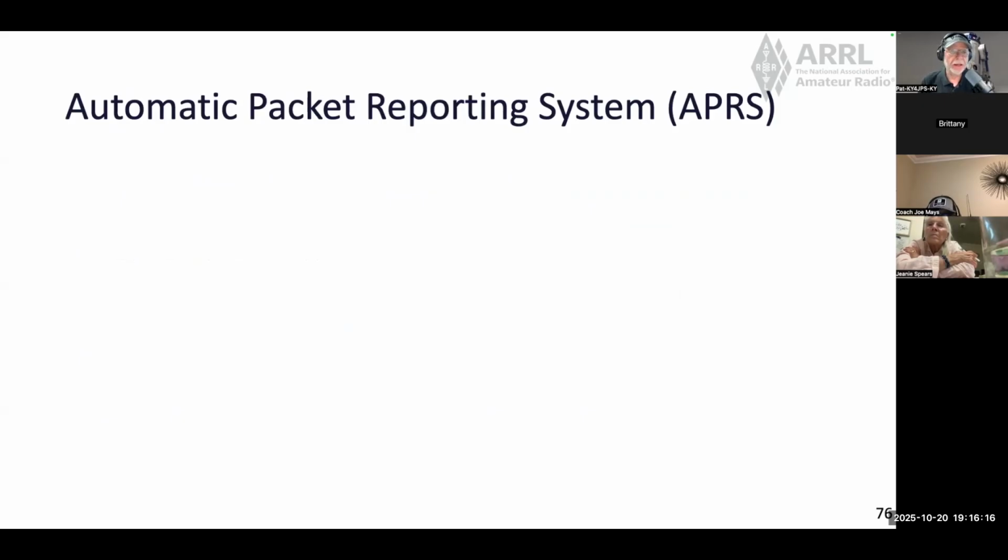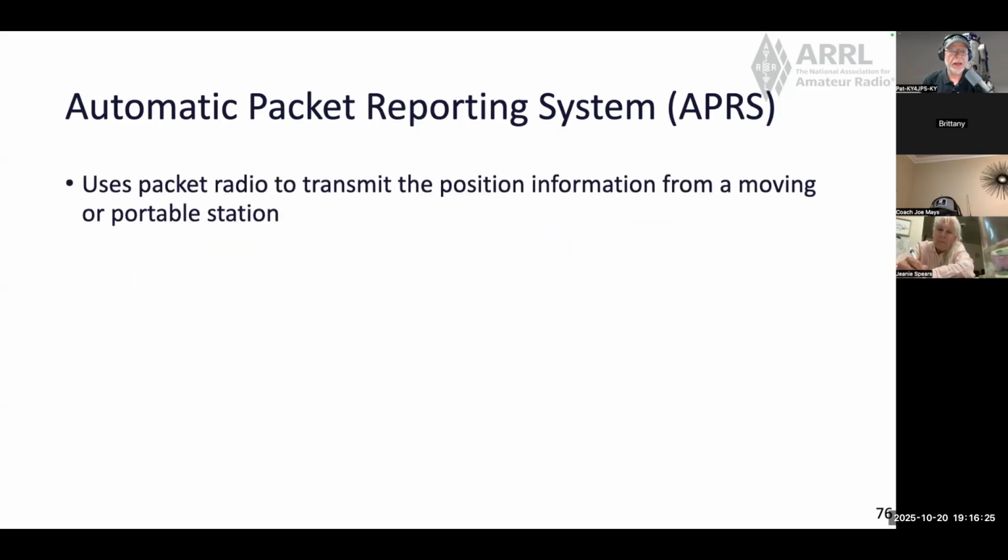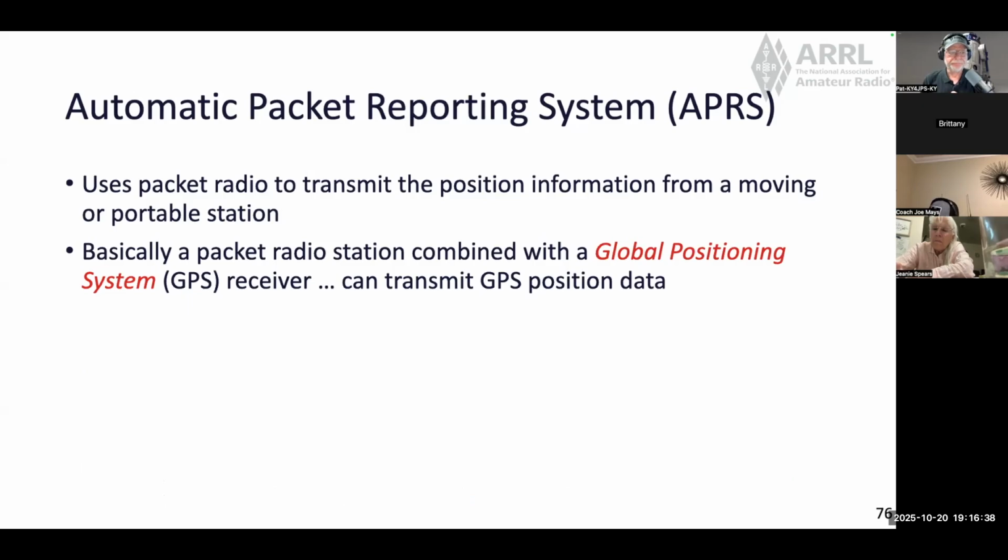I have a handheld radio that I've got set up when I'm traveling that will transmit an APRS packet of my GPS location. And if there's another station out there, they can pick it up and kind of see where I'm located. It uses packet radio to transmit the position information from a moving or portable station. Basically, a packet radio station combined with a global positioning system receiver can transmit GPS positions.